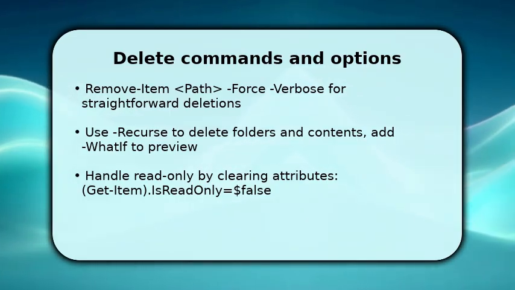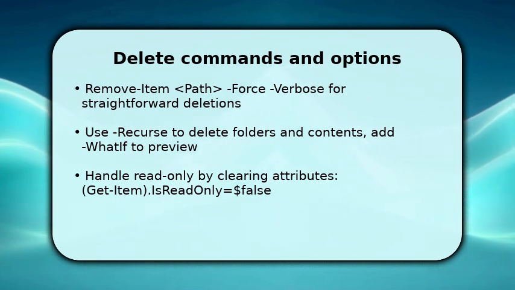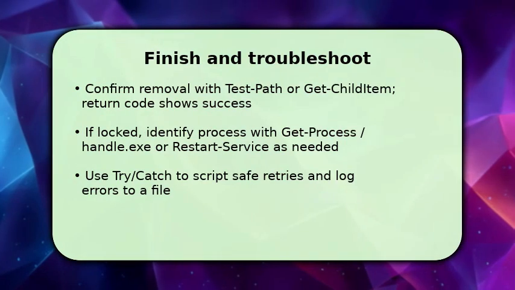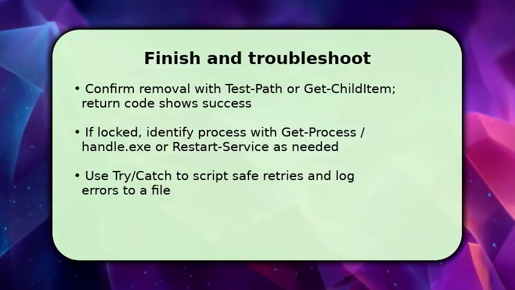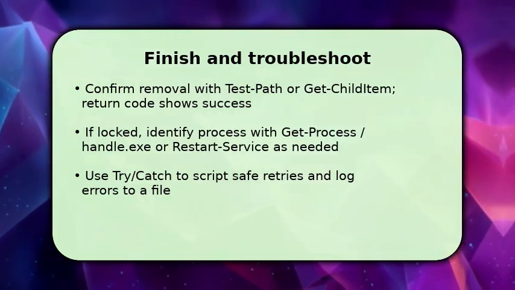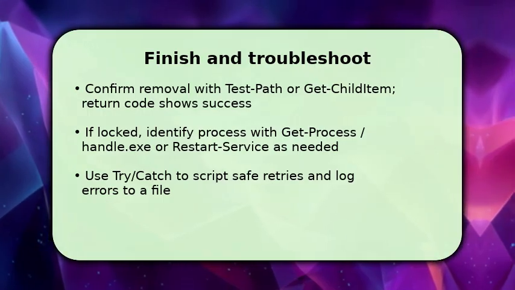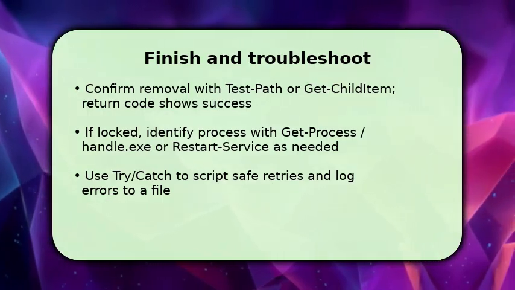Finish by verifying the file is gone. Test-Path returns false and Get-ChildItem no longer lists it. If removal fails due to a lock, identify the locking process using Get-Process or third-party handle utilities. Stop or restart that process, then retry.